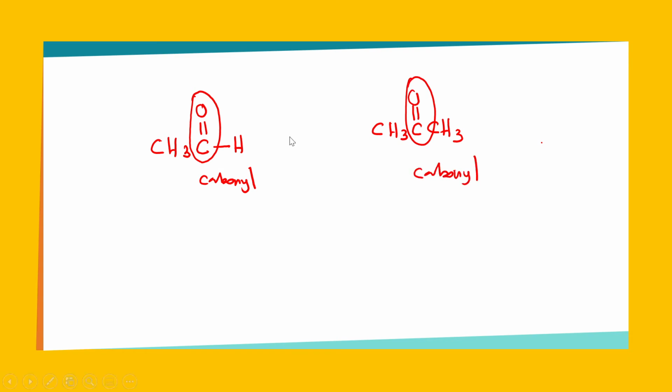But the atom next to the C double bond O here is hydrogen. So because of that, the class of the compound is aldehyde. And for this one, because the atom next to the C double bond O is carbon also, the class of the compound is a ketone. Okay? So I hope you can differentiate between them.